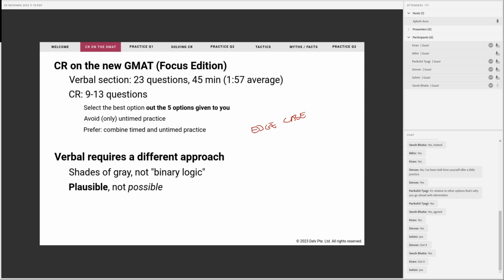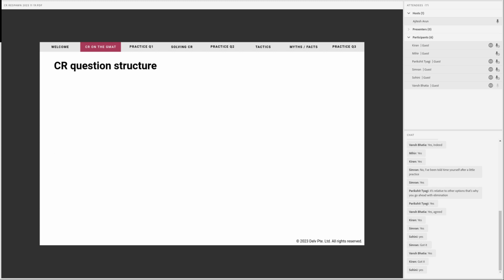Okay, quick check, Parikshit, Mihir, if you're back. Parikshit, is this somewhat in line with what we could apply from now on? Yes, Ajitesh. I'm just thinking through a couple of things from the past learning and all. Absolutely, awesome.